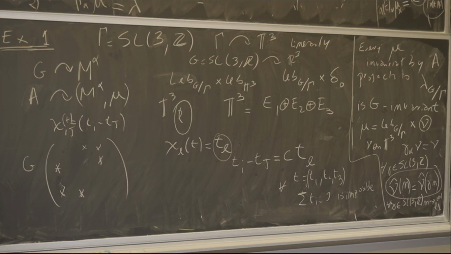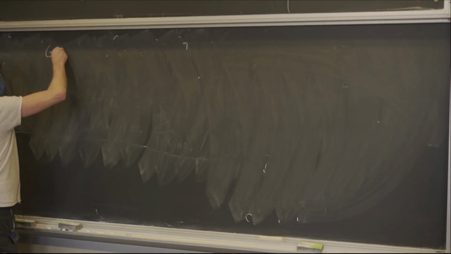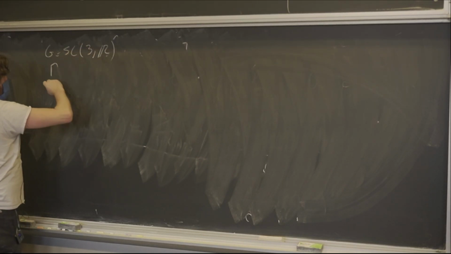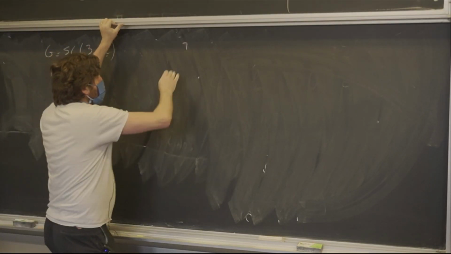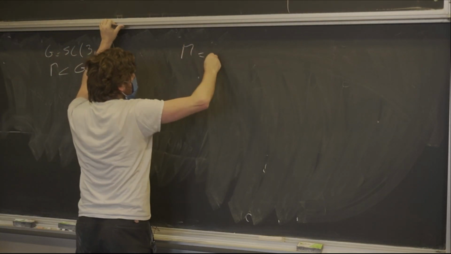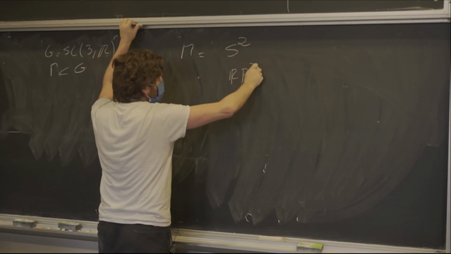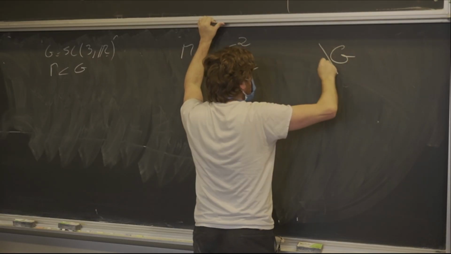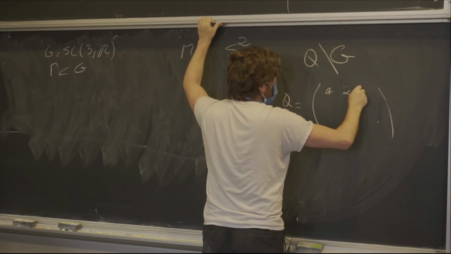So let me write down what it is, and then we do the analysis on Friday. We again take G equals SL3R. Gamma now really doesn't matter. It's any lattice, SL3Z will do. And now the manifold is S2 or RP2, depending on what you want to think. And actually it is G mod Q, where Q is this group.